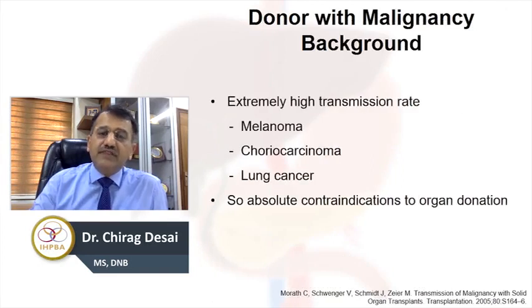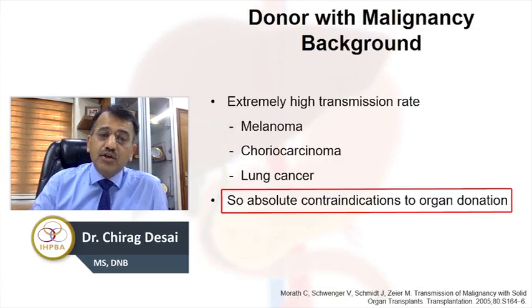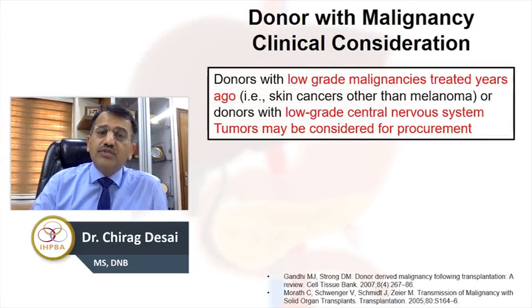An extremely high rate of transmission is seen in melanoma, choriocarcinoma, and lung cancers. So these are all absolute contraindications. Donors with low-grade malignancy which was treated long ago, including skin tumors except melanoma, or donors with low-grade cancers from the CNS, are the ones which are considered for donation.